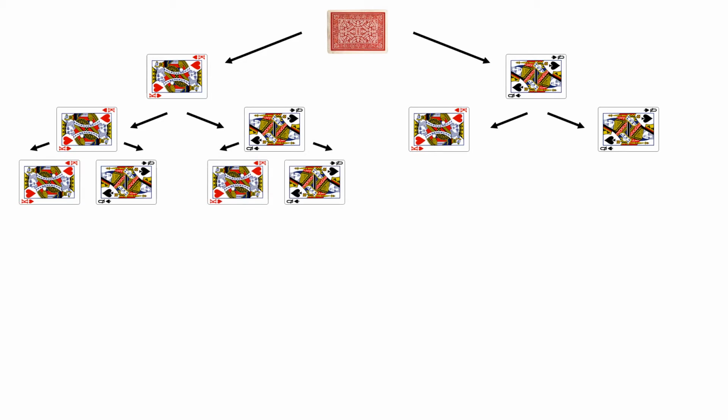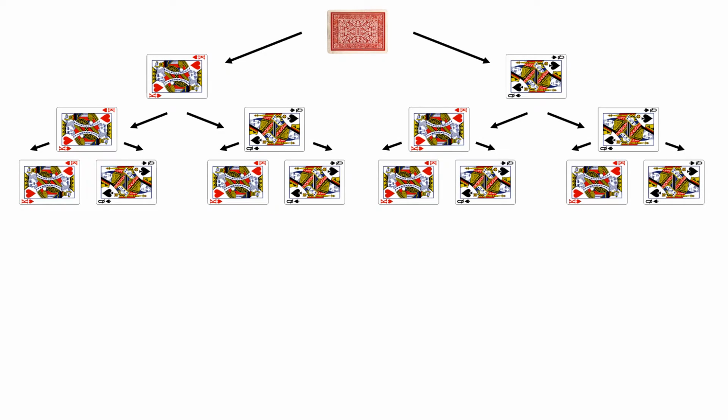From our deck, we turn over the first card. This card could be red or it could be black. Now we turn another over. Again, this second card could be red or black. Finally, we get the third card, again either red or black.